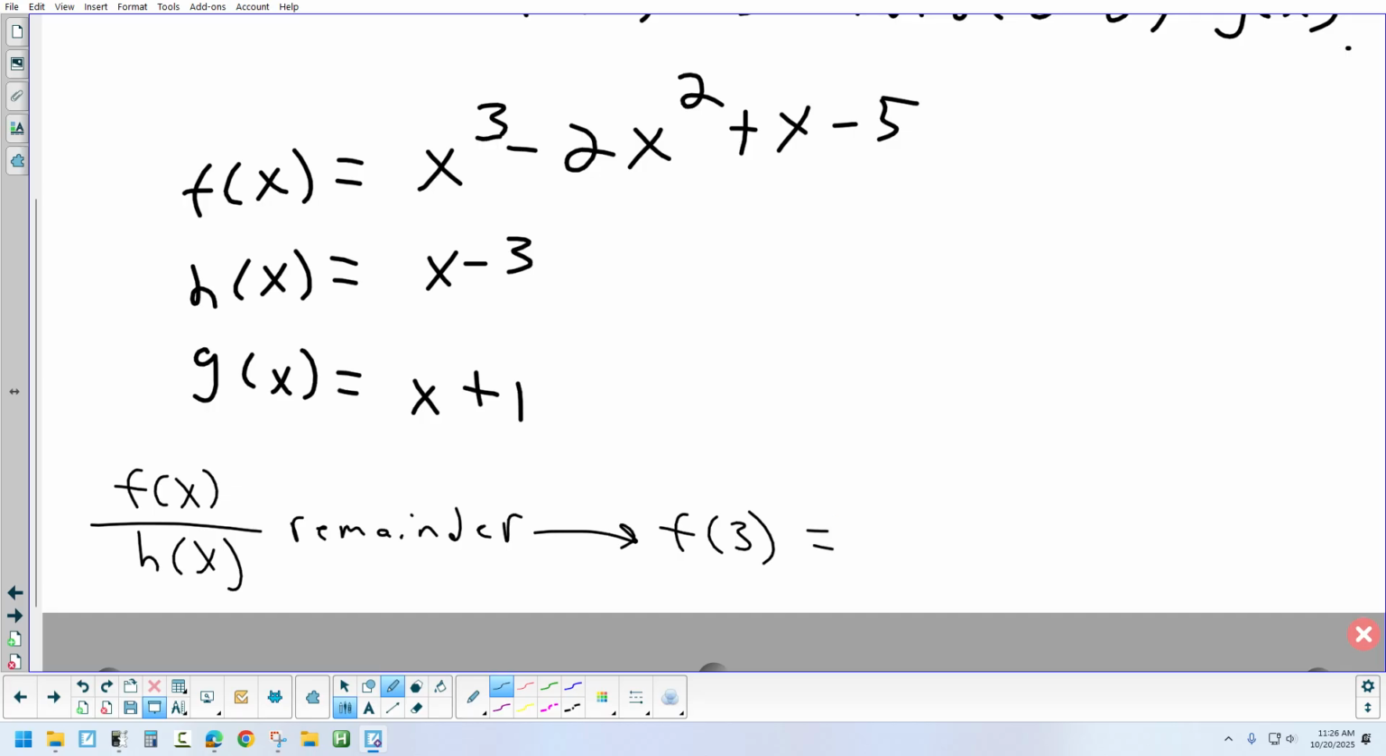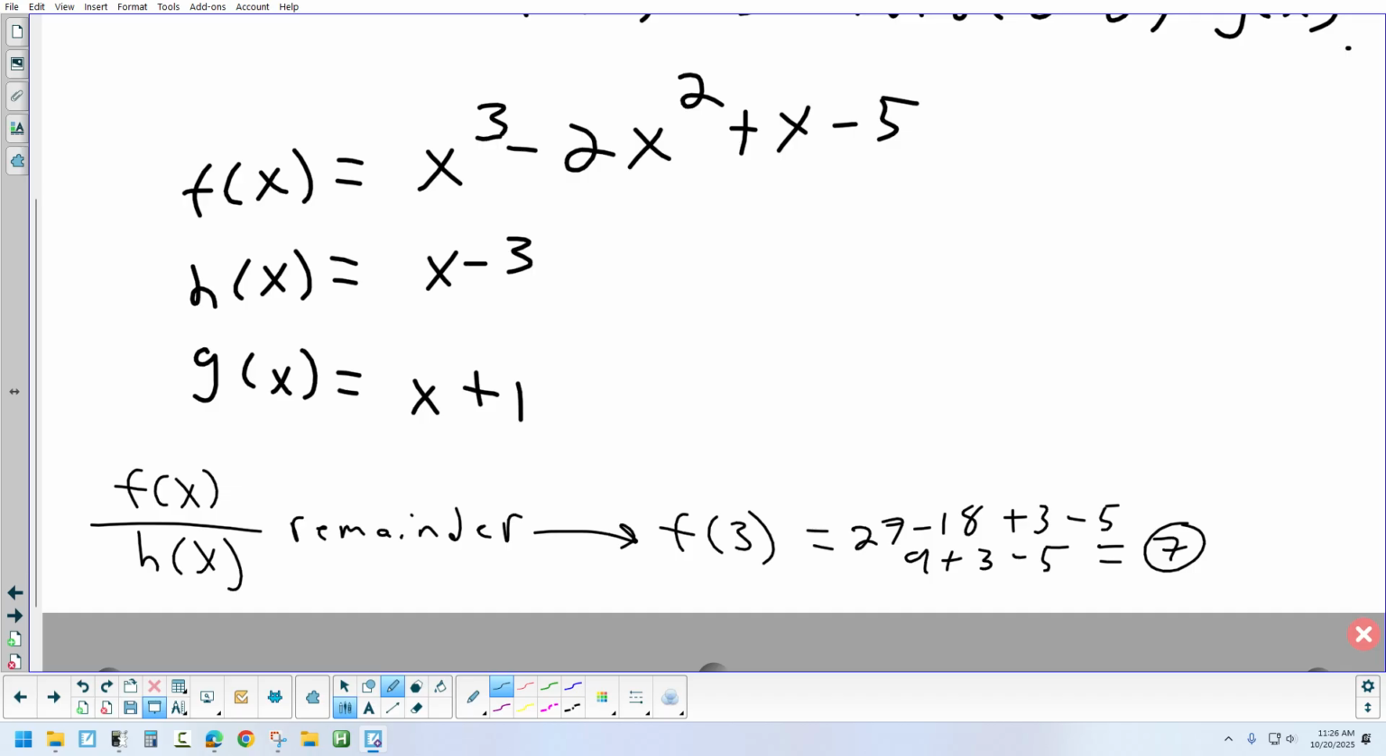Okay, so we'll do that. 3 cubed, we just did that before. And then 3 squared times 2. And then plugging in 3 there is plus 3 minus 5. What's 27 minus 18? 9. So 9 plus 3 minus 5 comes out to 7. That's the remainder when you try to divide h of x into f of x.